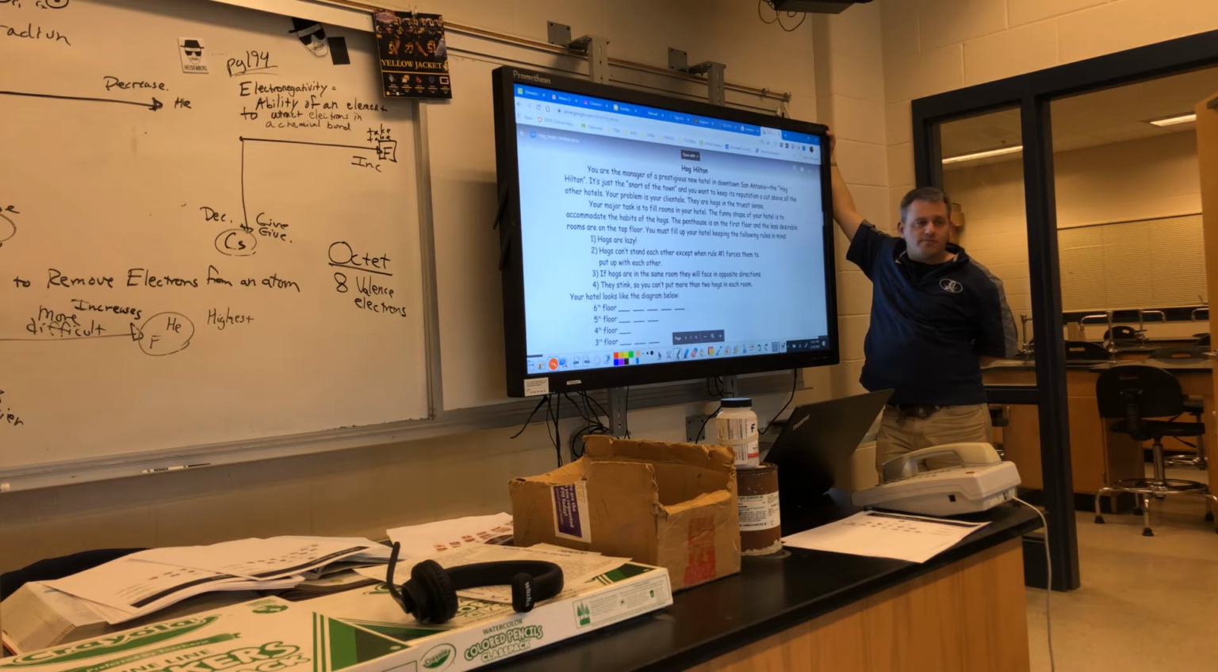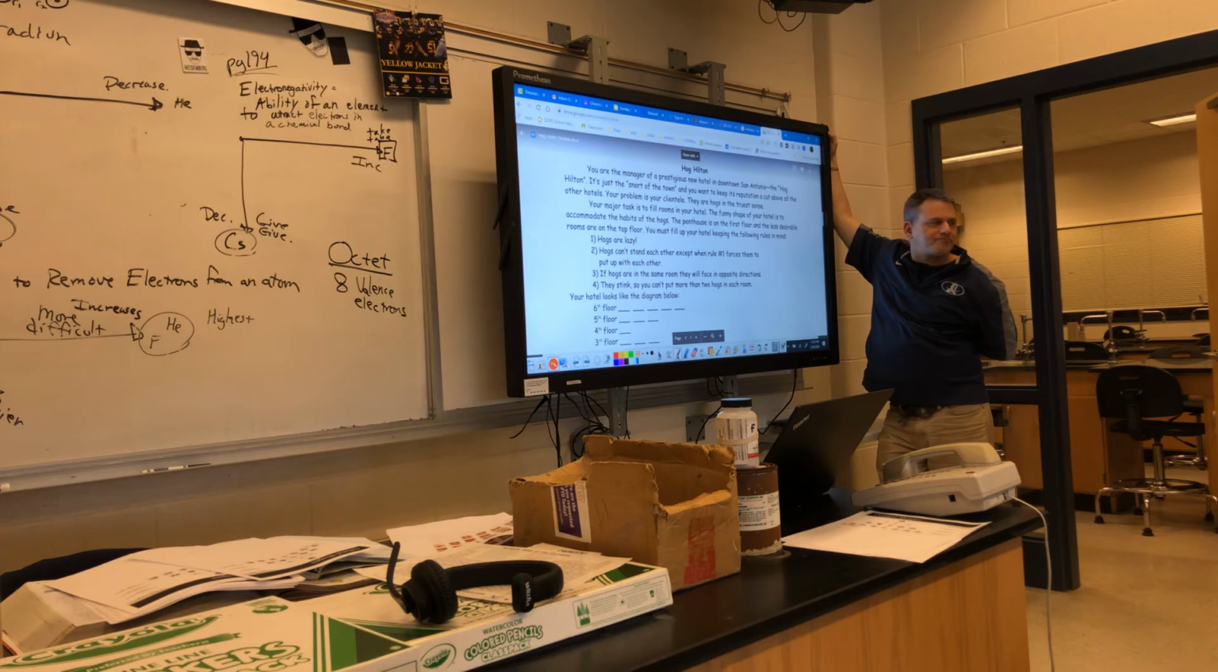Tyrell, what's the first rule? Hogs are lazy. What's the second rule? Hogs can't stand each other except when rule one forces them to put up with each other. Rule 3. If hogs are in the same room, they will face in opposite directions. Rule 4. They stink, so you can't put more than 2 hogs in each room.